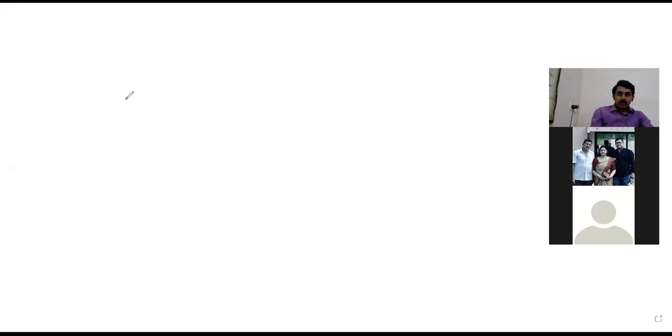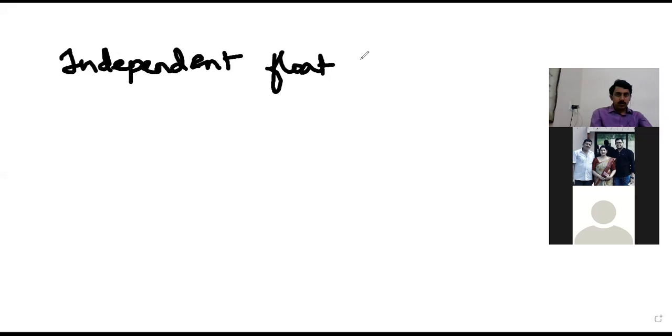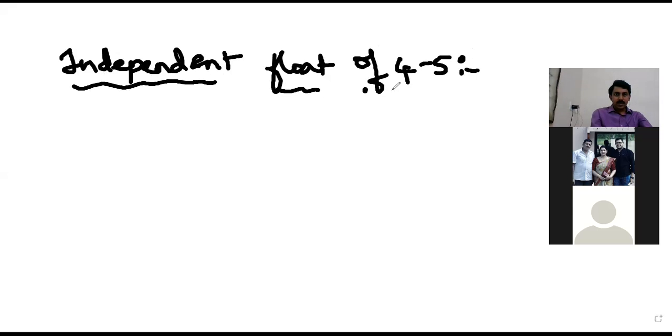So I will directly solve the last activity without writing the problem statement, so that we have some time for solving another practice problem. I think it is the 2-5 activity. Is it right? The activity we are supposed to determine is 4-5, the independent float of 4-5.